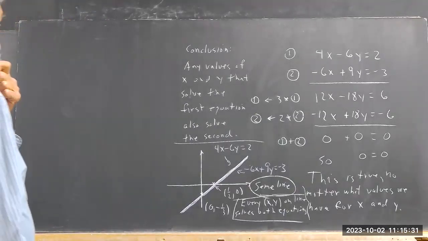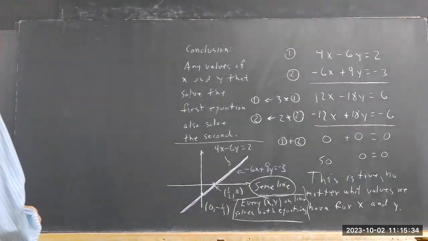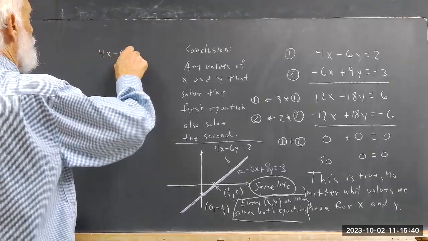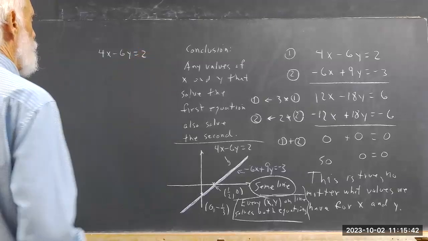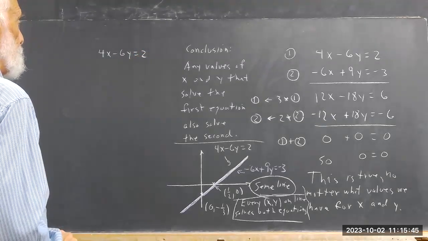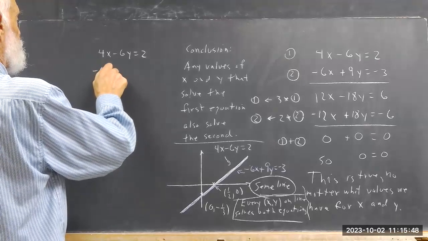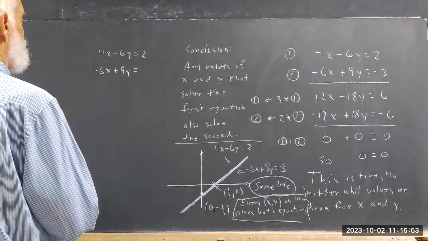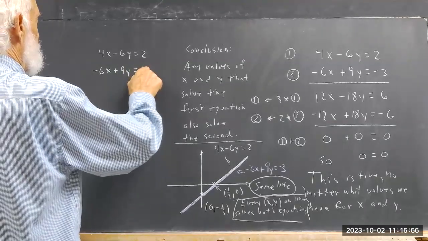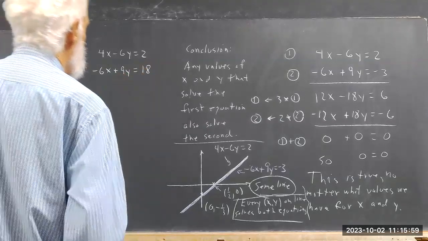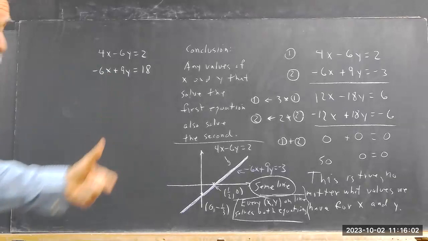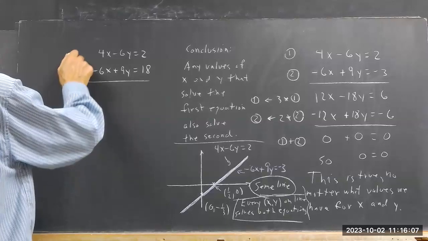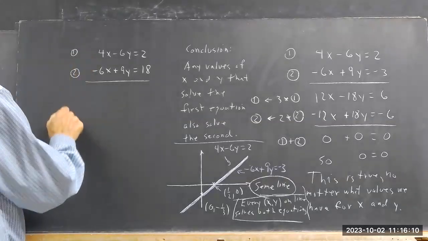Okay. Now let's look at what happens if we had, let's say, 4x minus 6y equals 2, and negative 6x plus 9y equals 18. We can add multiples of these two equations. We can eliminate x exactly the same way. Here's equation 1, here's equation 2.